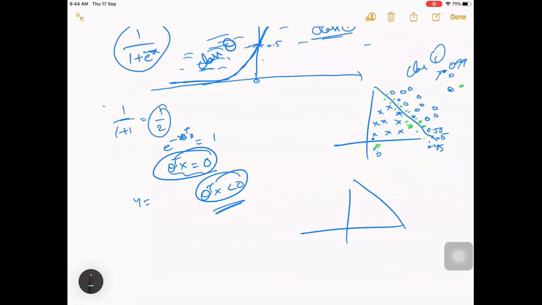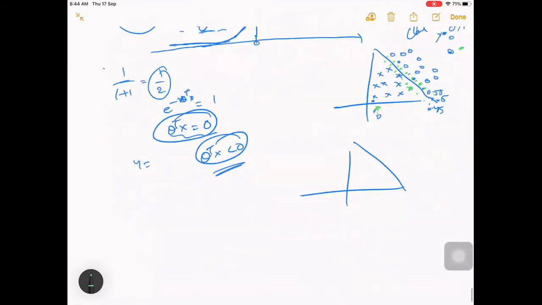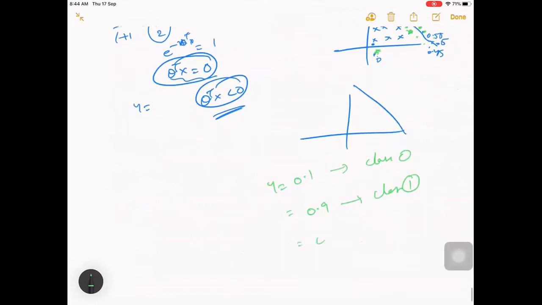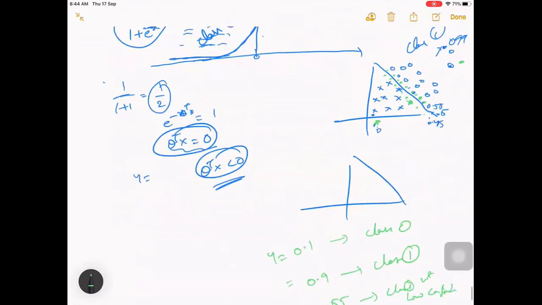But if you get a y value of something like 0.1, then you can be very sure that it belongs to class 0, right? Similarly, if your y value is 0.9, you'll be very sure that it is class 1. When your y value is something like 0.55, then you are not confident. We can say class 1 with low confidence, right? So this is how it will work.